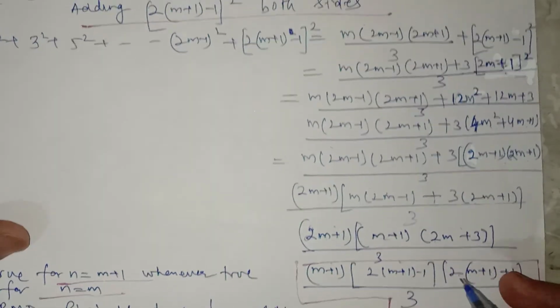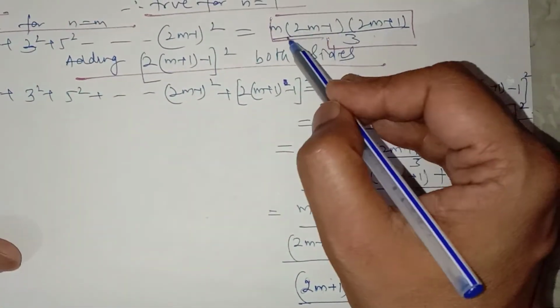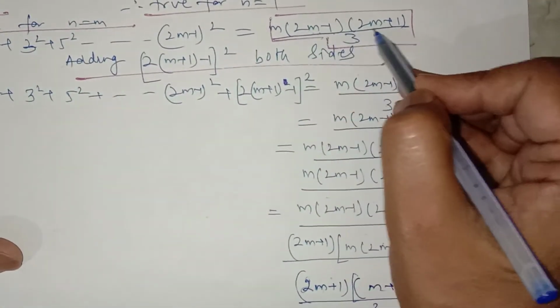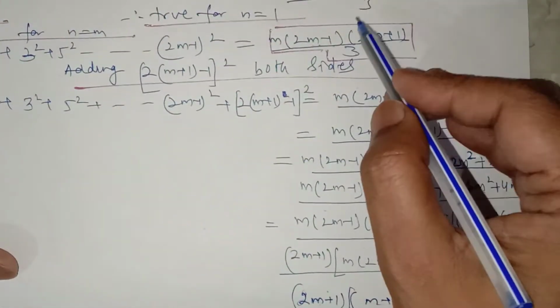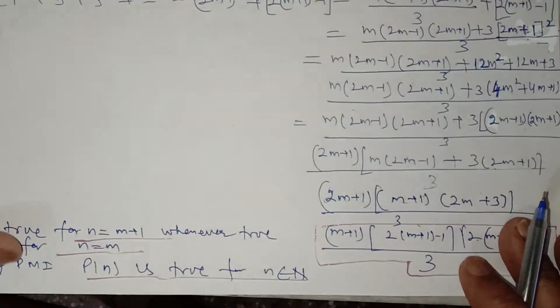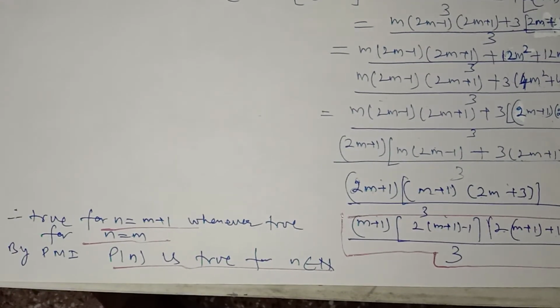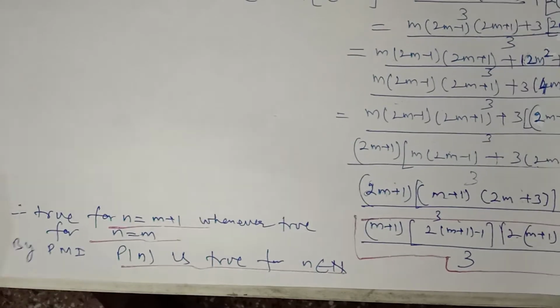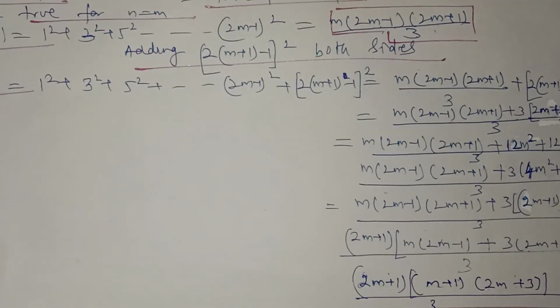Simply you have to arrange, because you have to show that this is the next term of this, which is m plus 1, 2m plus 1 minus 1, 2m plus 1 plus 1. You have to prove that this is the next term of the right hand side for Pm. So therefore it is true for n is equal to m plus 1 whenever it is true for n is equal to m. Therefore by PMI it is true for all natural numbers.